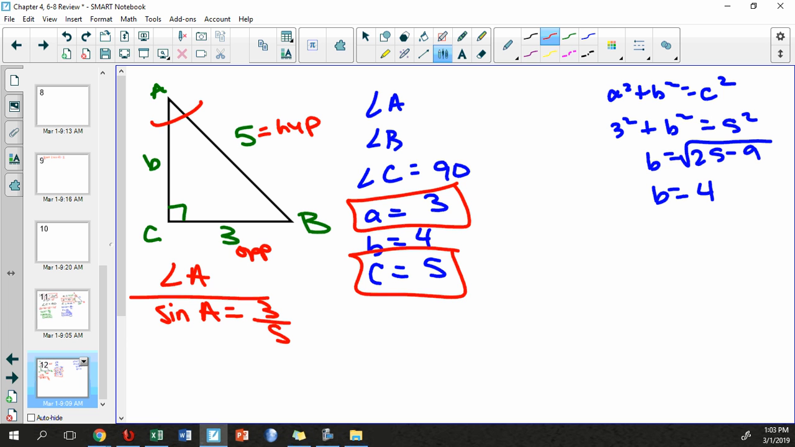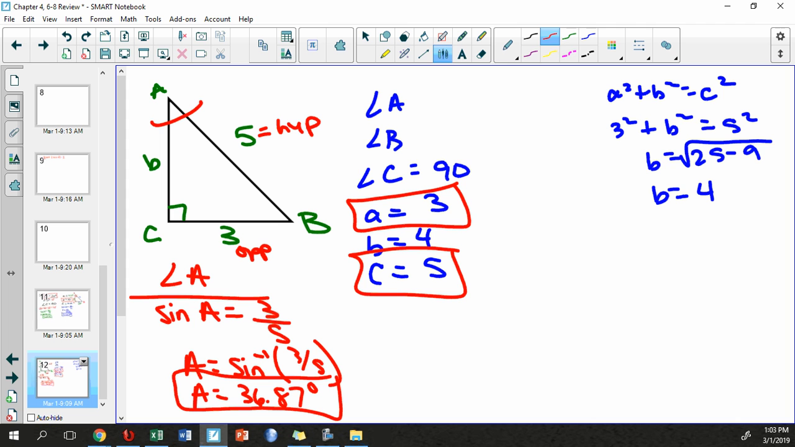I need to solve for A. So how do I get rid of the sine? Can't divide by sine. Arc sine is what cancels it out. So A is equal to the sine inverse of 3 over 5. So that means angle A is going to equal 36.87 degrees.